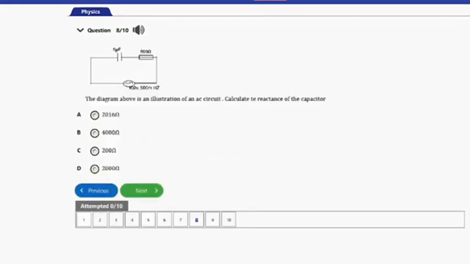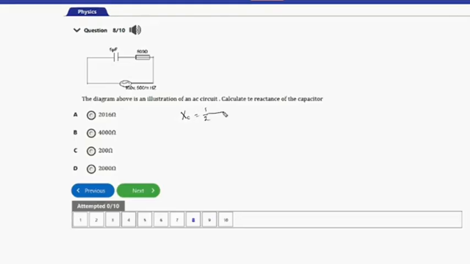So guys, the next question here is question number 8. It says, the diagram above is an illustration of a circuit. Calculate the reactance of the capacitor. So guys, that's the capacitive reactance here. So the reactance of the capacitor here will be XC. So guys, that will be 1 over 2 pi FC.